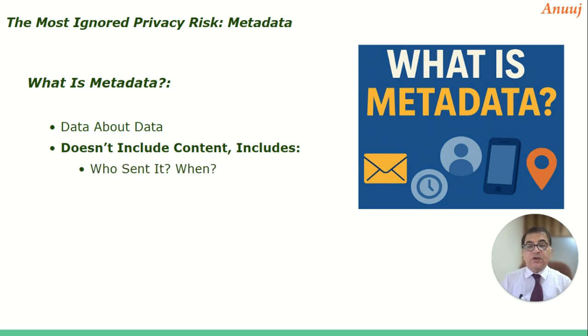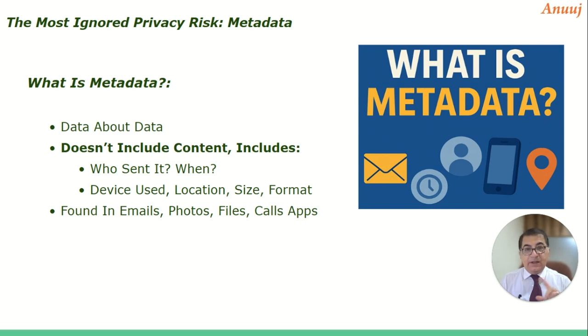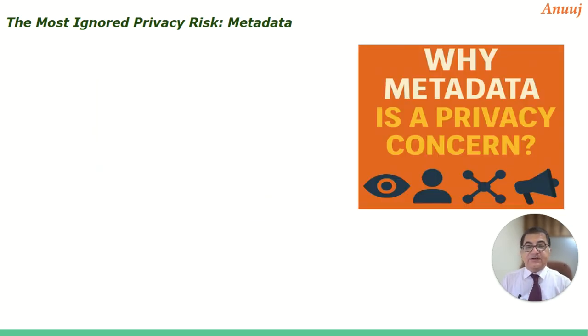The metadata includes who sent it, when was it sent, what was the device used to send, from where has the file been sent, what is the size, format, but it does not include the real content. Some data types may not have all these 6 metadata, but most of them have it. Again, it is not the content, but it is the information about the content, and especially about emails, about the photos, about the files, calling applications, etc.